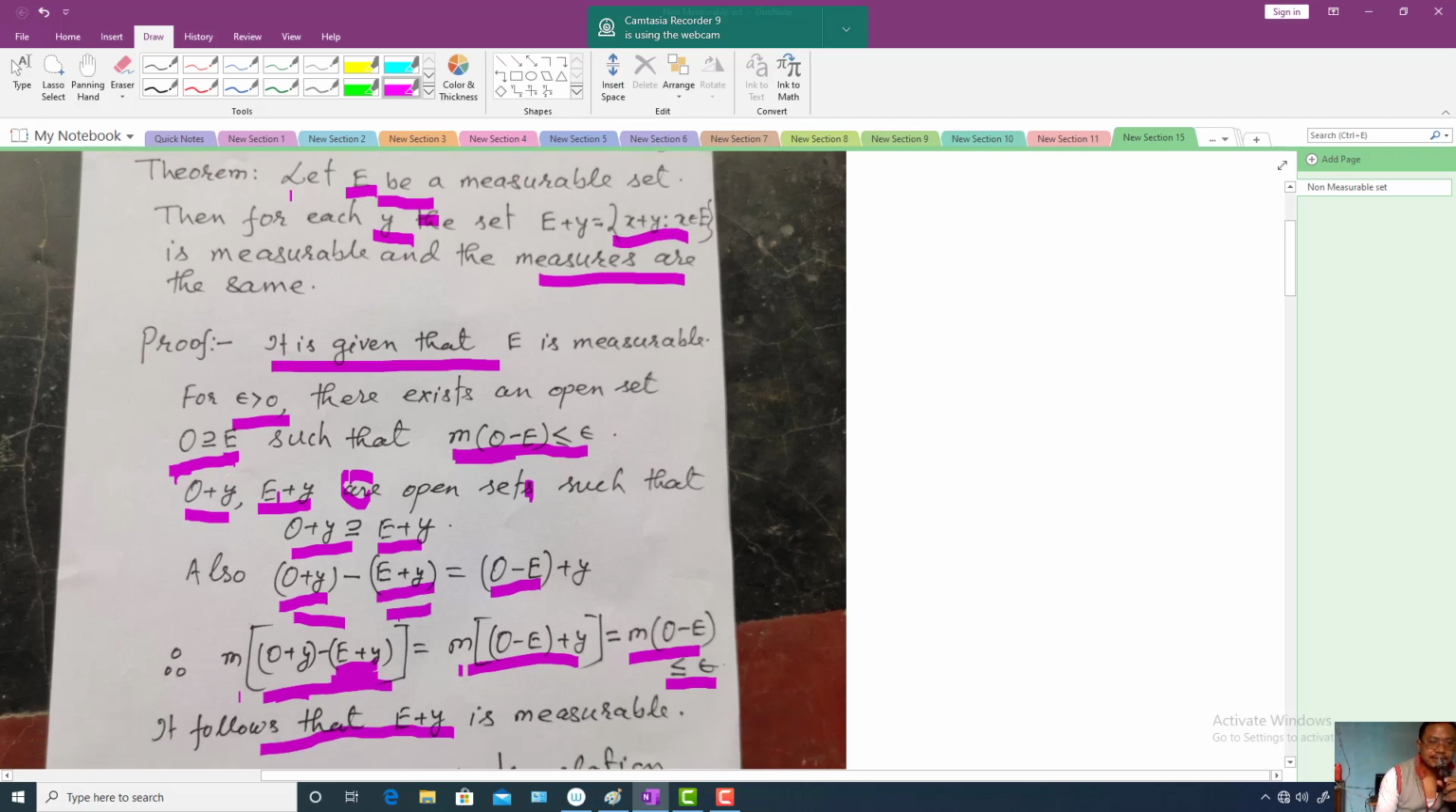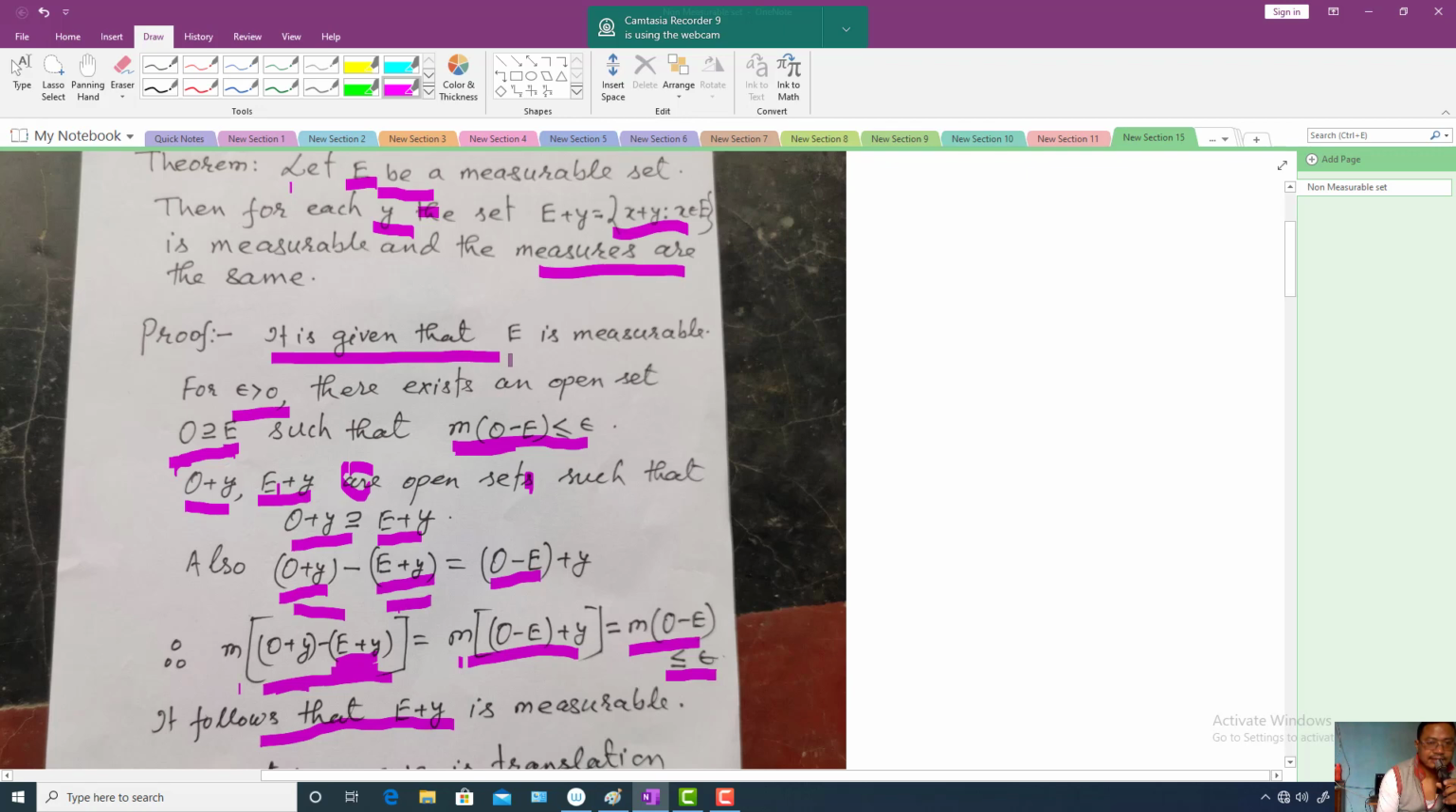What we are given is that E is measurable. According to the regular measure theorem, for a given epsilon, if E is measurable, there must be an open set O containing E such that the measure of O difference E is less than or equal to epsilon. For any given epsilon, this must be true. We should be able to find a suitable open set O containing E satisfying this condition.